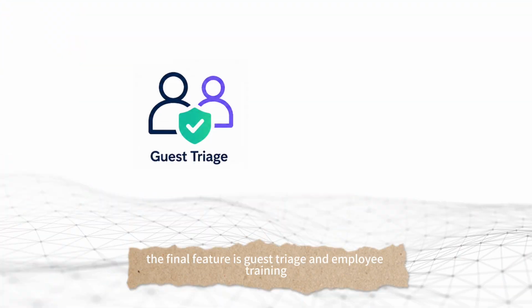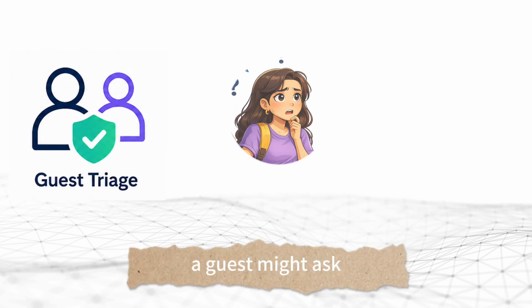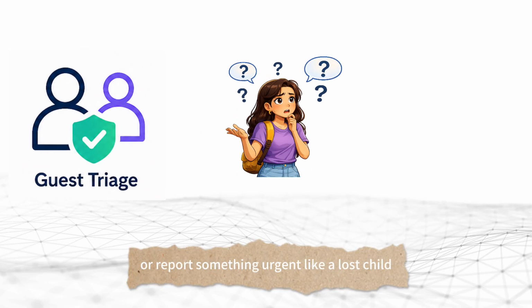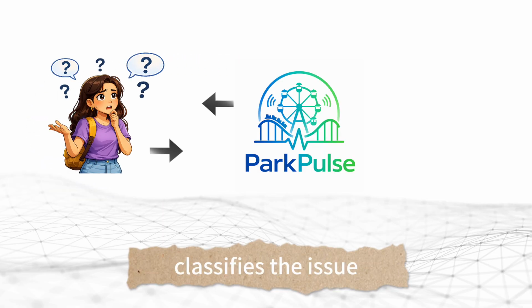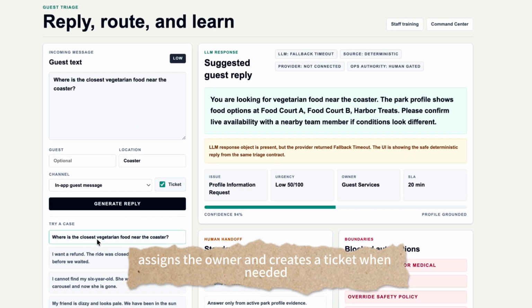The final feature is guest triage and employee training. A guest might ask, where is vegetarian food near the coaster? Or report something urgent, like a lost child, heat illness, or accessibility need. ParkPulse reads the exact message, classifies the issue, scores urgency, assigns the owner, and creates a ticket when needed.